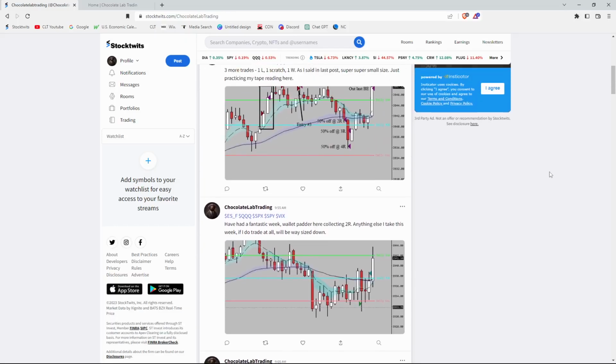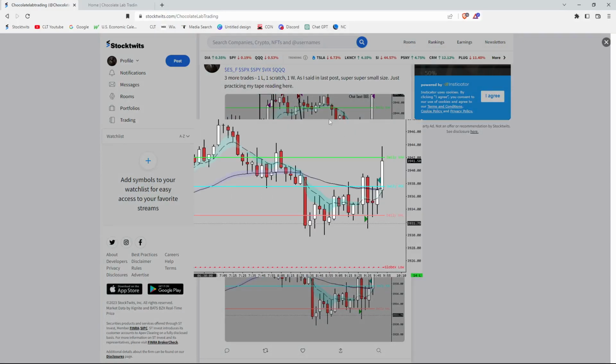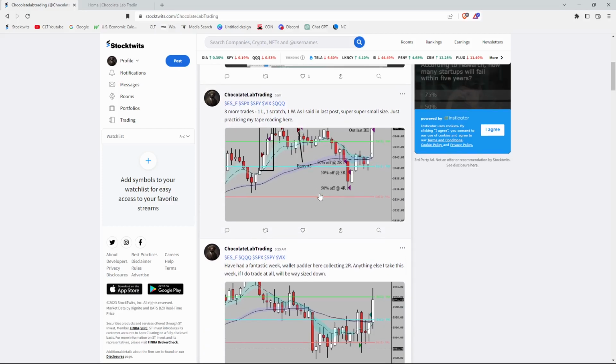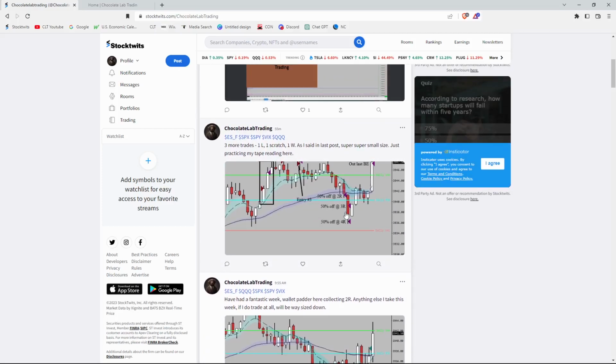So I took, as I said, 3 trades. One of them was right out the gate, out the open, just looking for 2R. So entered for 2R, risking 3 points, take it off at 6 points, done. Again, as I said, that was kind of a wallet padder. And then I flipped over to a much smaller size. I actually flipped over to micros here.